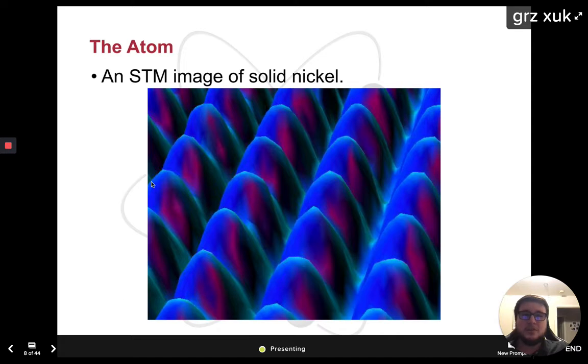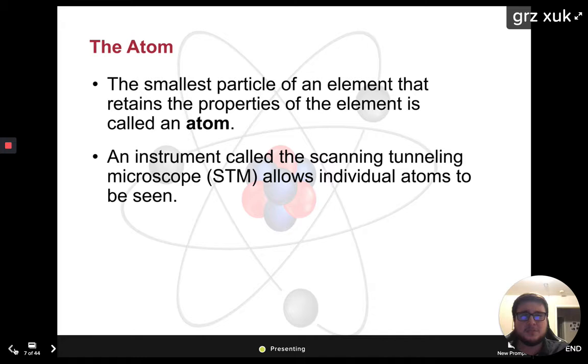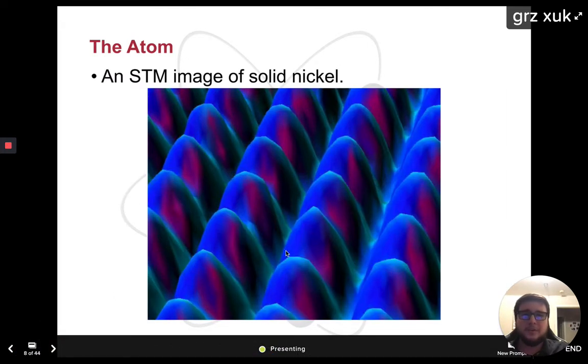But here's an image of solid nickel. So nickel is a metal, and here's a scanning tunneling microscope image of solid nickel. Is that what that stands for? I forget. Yeah, scanning tunneling microscope. Okay. And so if you look at nickel, all of these little bumps right there, those are all individual atoms. So we can zoom in with an STM extremely, extremely far. You can see all these little atoms here. So these are what actual individual atoms of nickel look like.